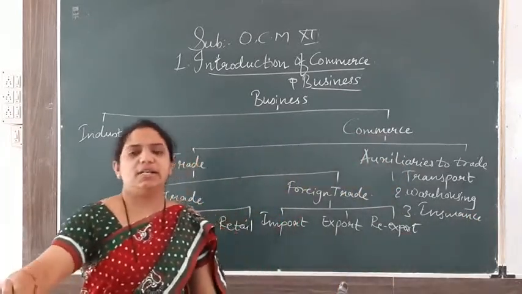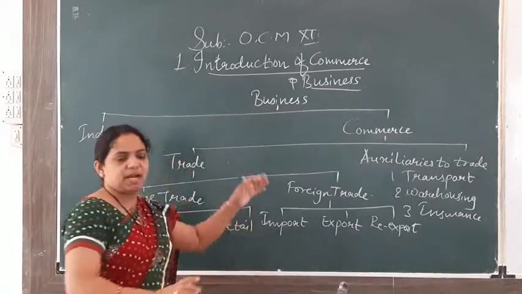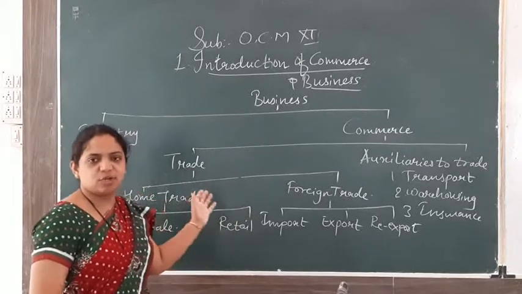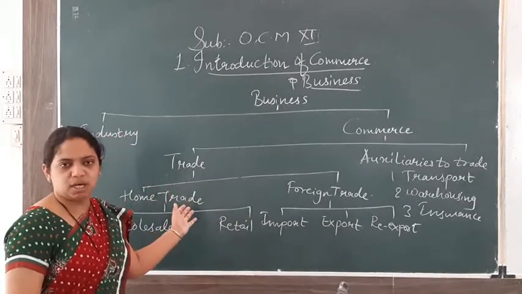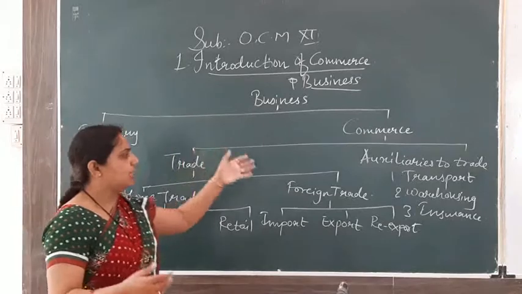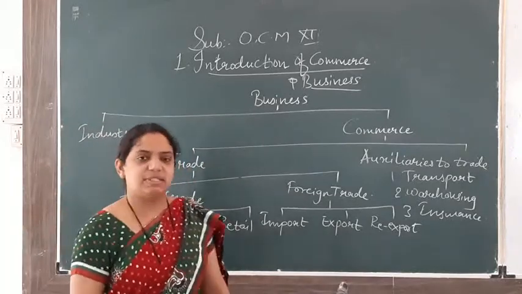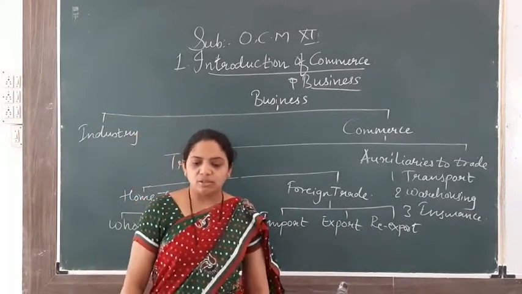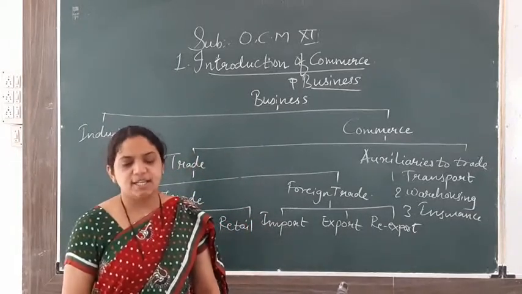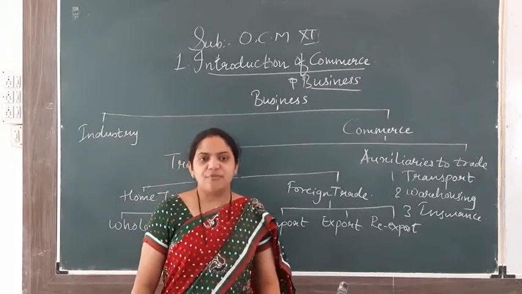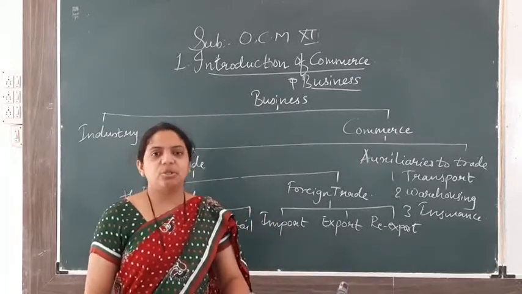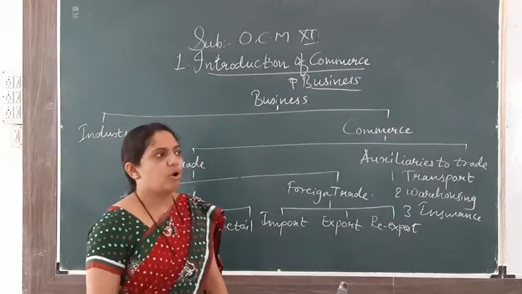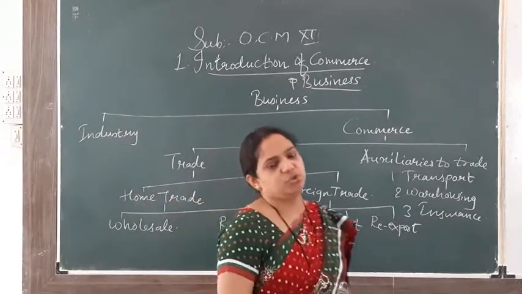Now, what are auxiliaries to trade? Commerce is a very big part, which is divided into two. Trade means buying and selling of goods and services for money or money's worth. Auxiliaries to trade means what? First we will see that, then we will go into detail. Auxiliaries to trade means all those activities that facilitate the smooth flow of goods from the manufacturing center to the consumption center. They are called aids to trade or auxiliaries to trade.